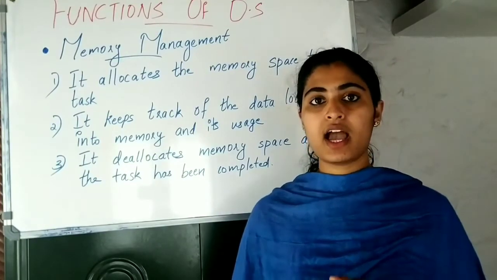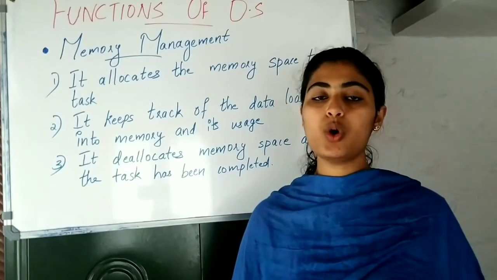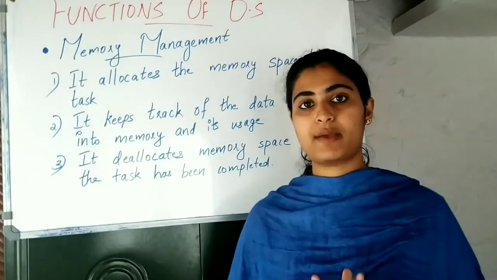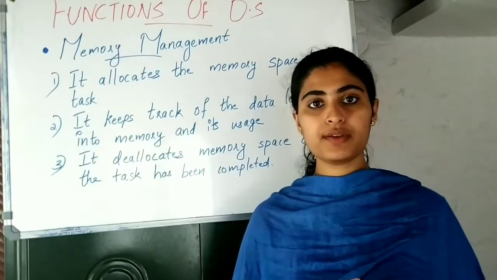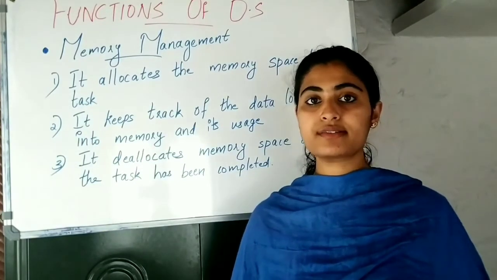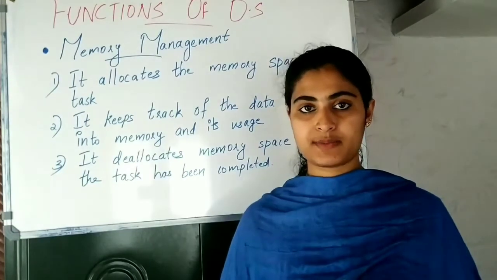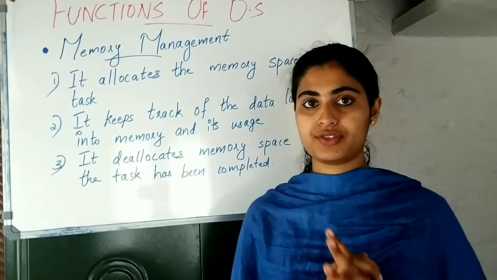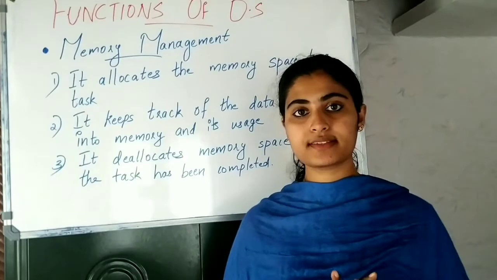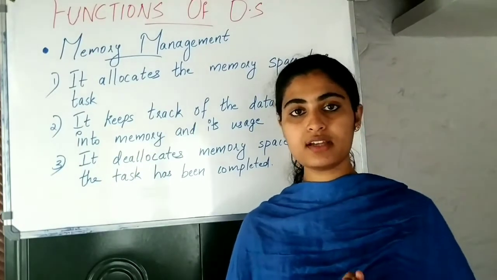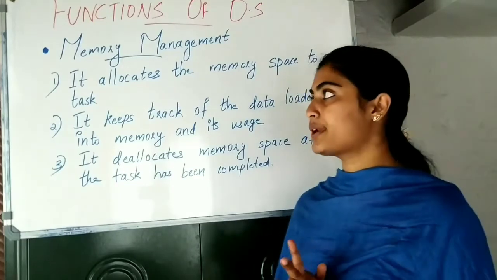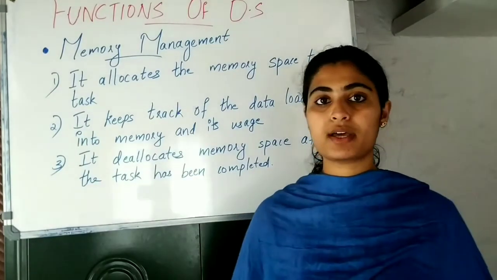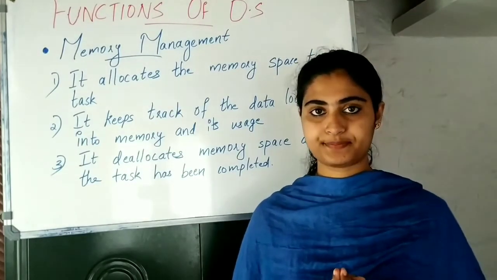Okay, and operating system is the one who allocates or provides this memory space to that task. For downloading a movie from YouTube, operating system will be providing memory space. For drawing a picture inside MS Paint, operating system will be providing or allocating the memory space. Okay, so the first point is operating system allocates the memory space to a task.